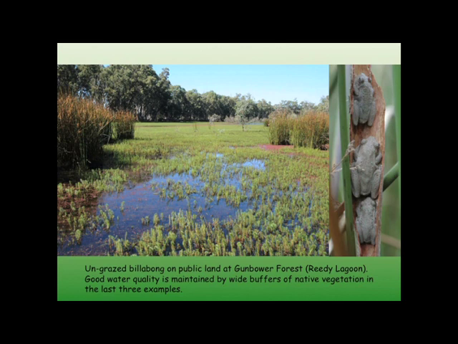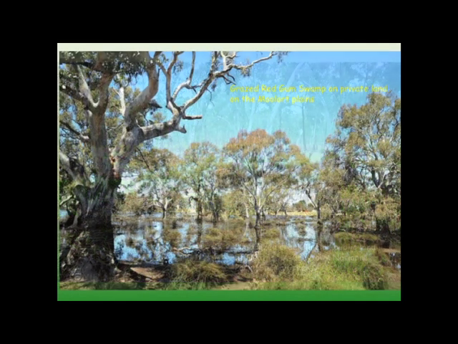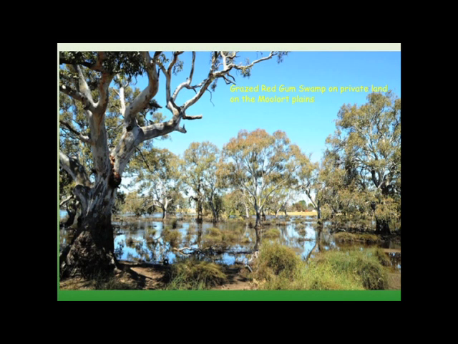So if you just pop up the last couple of slides, you can see there's a really wide buffer. And the next one, there's native terrestrial plants on the edge of the wetland. Where if we go to the private land examples, there's no real buffer around the wetlands to absorb those nutrients.